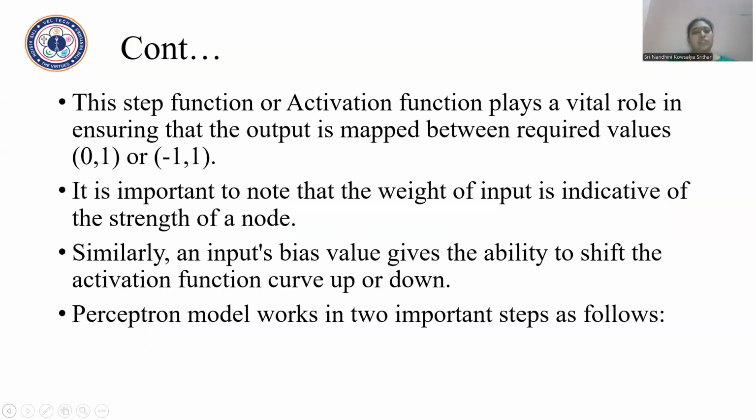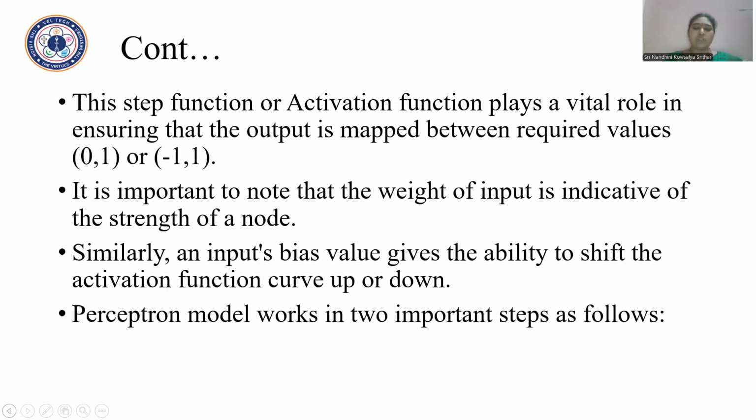And here is the explanation of the before image. The step function or activation function plays a vital role in ensuring that the output is mapped between the required value 0 and 1 or -1 to 1. It is important to note that the weight of an input is indicative of the strength of a node. Similarly, an input's bias value gives the ability to shift the activation function curve up or down.